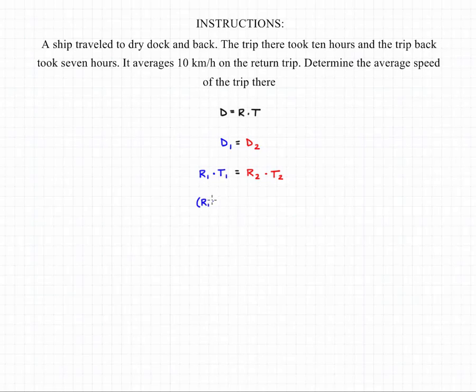We have three pieces of information for that. We don't know the rate, but we know the time for the trip out, and we know the rate for the trip back, as well as the time for the trip back. We can clean up both sides of this equation, and we'll have 10 times the rate of the trip out equals 70, and if we then divide both sides of the equation by 10, we'll get our final answer, which is that the rate of the trip out was 7 kilometers per hour.